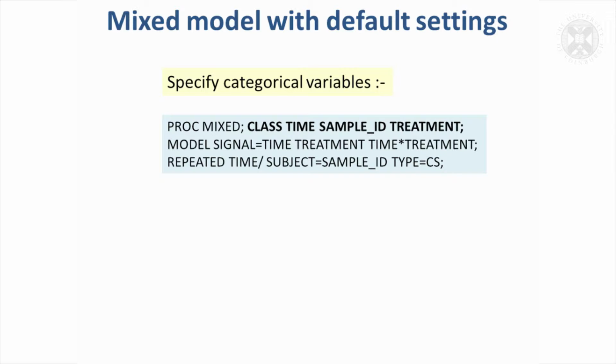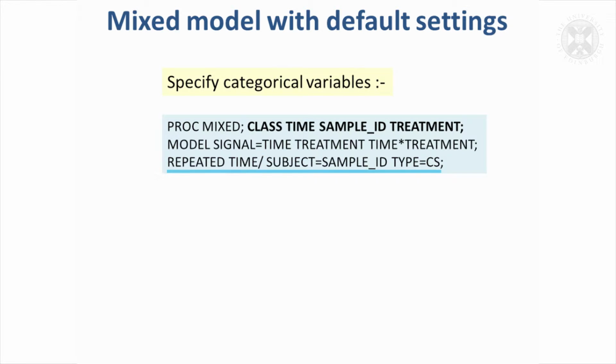So first of all, this is some PROC MIXED code with fairly standard settings. This CLASS statement comes in a lot of procedures. It's really something to specify which of the categorical variables. And here our categories are going to be the time effect, the sample ID, and the treatment effect. We set up the model, so we simply say the thing we want to analyse, which is signal, and the fixed effects in the model that we want to fit: time, treatment, and the time by treatment interaction, with a star used to say this is an interaction.